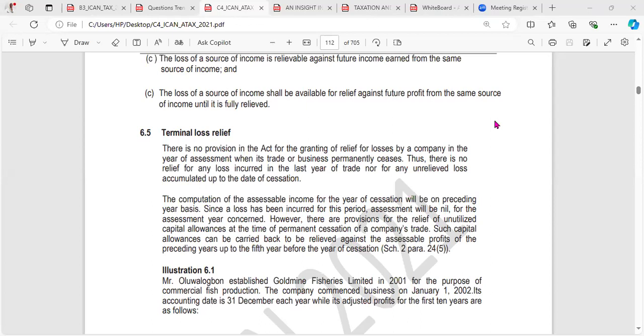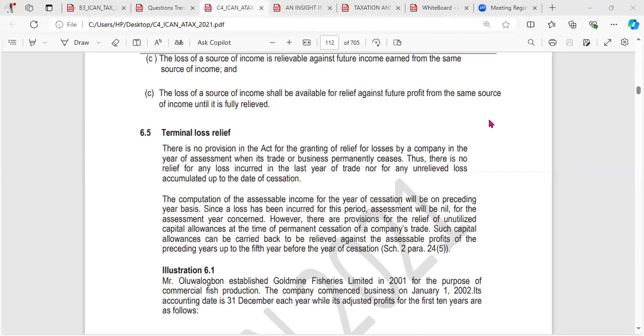Now, this is different from capital allowance, whereby when we have capital allowance unrelieved, or unutilized, in the year of cessation, it can be carried backward for a maximum of 5 years. But for loss, we call that a terminal loss. It gets lapsed, or it is lost forever.